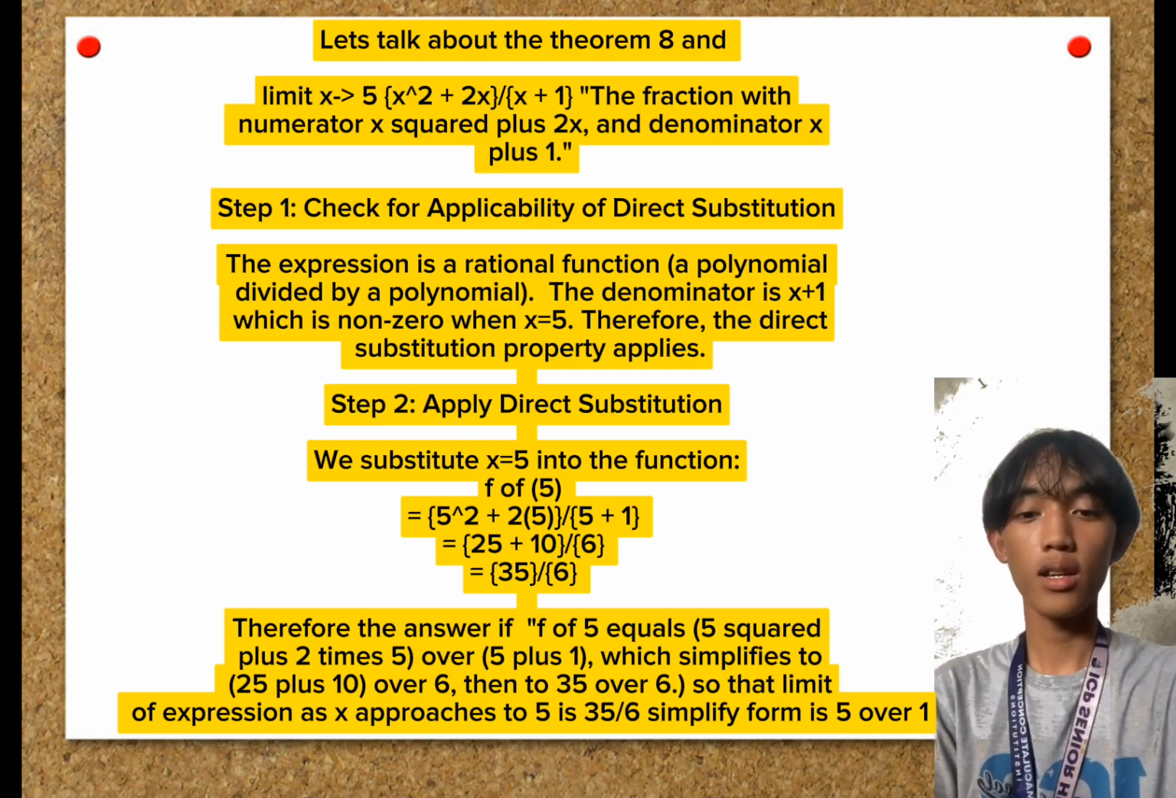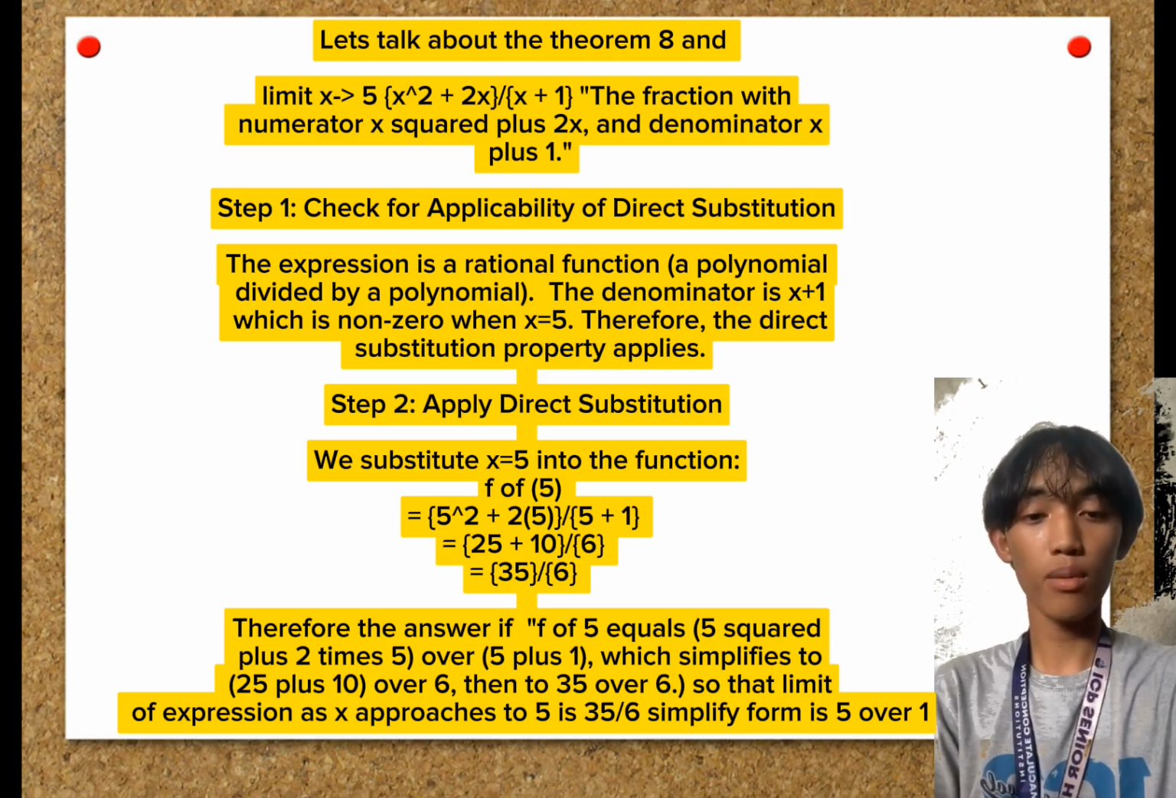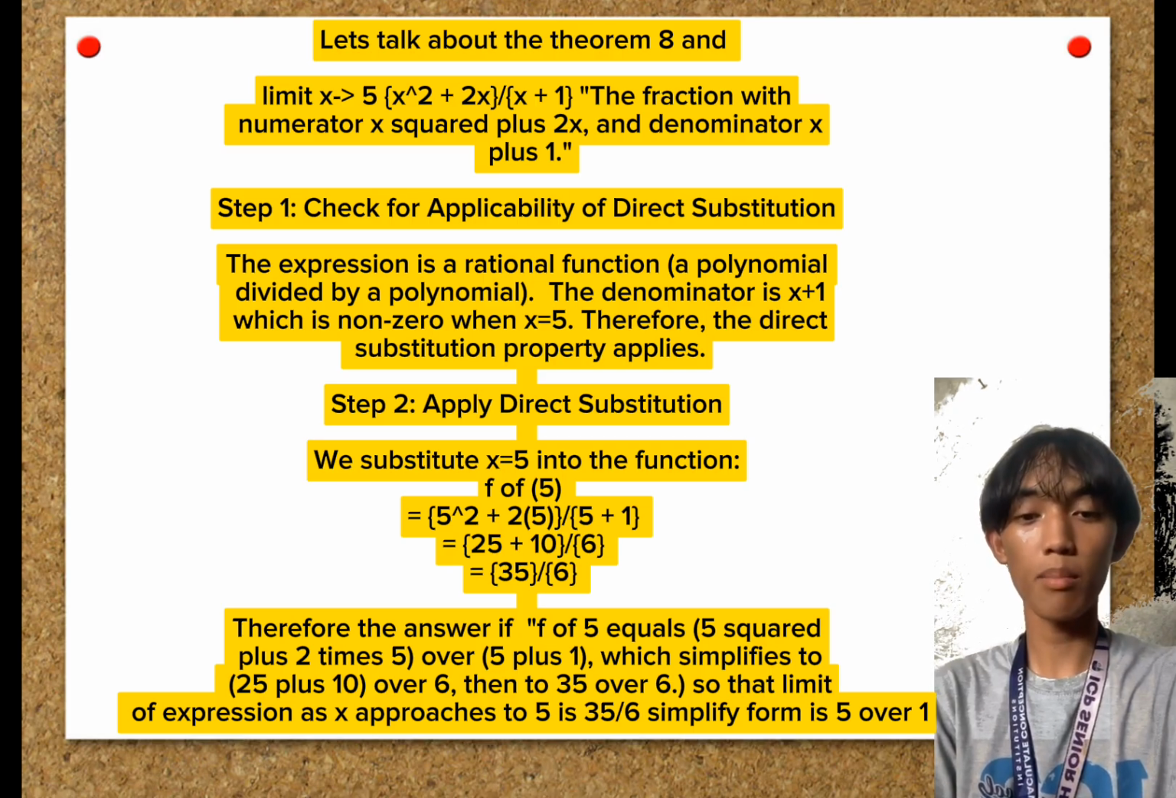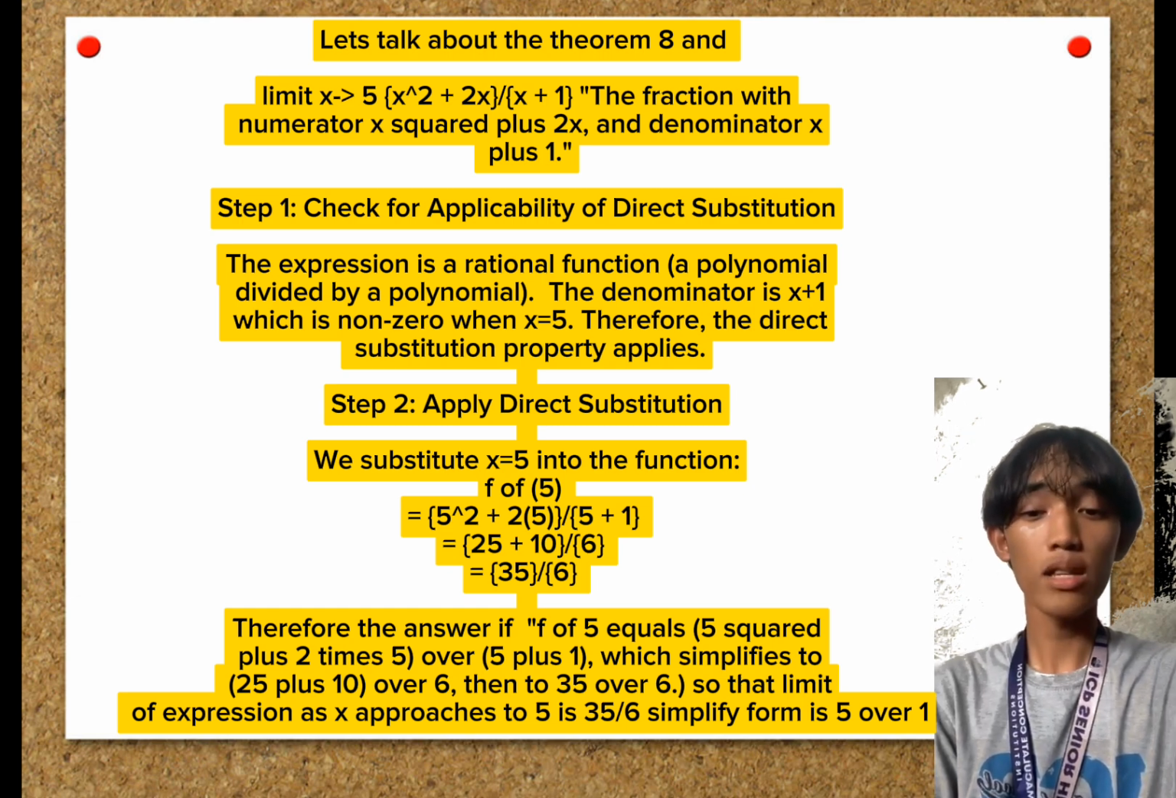Therefore, the answer: f of 5 equals (5 squared plus 2 times 5) over (5 plus 1), which simplifies to (25 plus 10) over 6, then to 35 over 6, so the limit of the expression as x approaches 5 is 35 over 6.